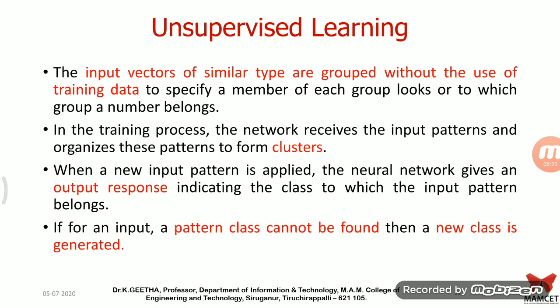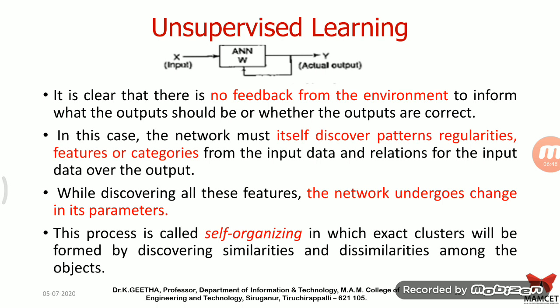In the training process, the network receives the input pattern and organizes these patterns to form clusters. When a new input pattern is applied, the neural network gives an output response indicating the class to which the input pattern belongs. If for an input pattern a class cannot be found, then a new class is generated.